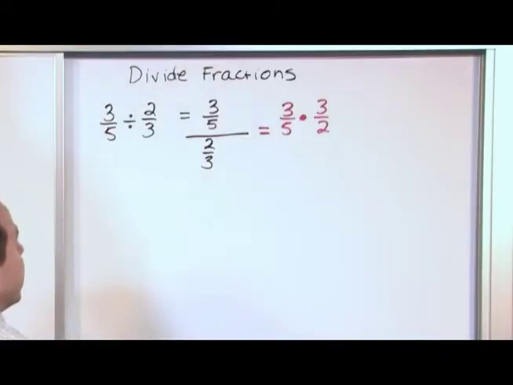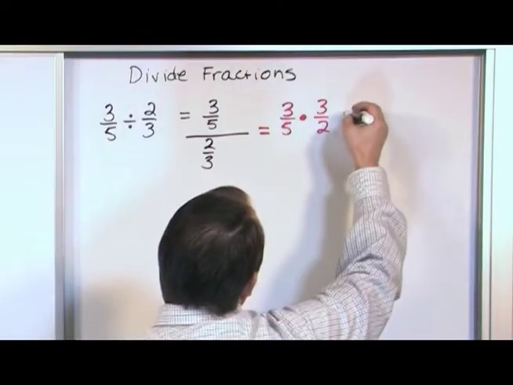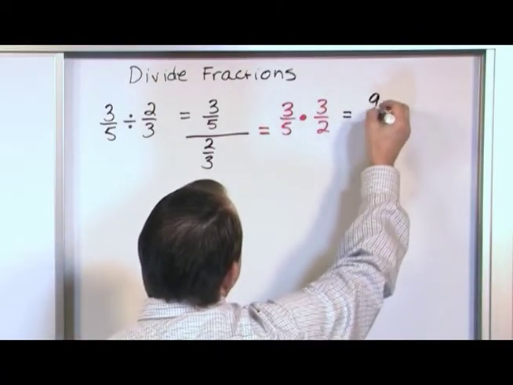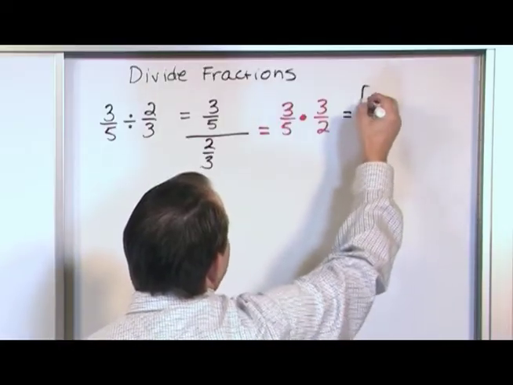So we look at this. We try to pre-simplify. I don't see anything I can divide by, so I'm just going to do the multiplication. 3 times 3 is 9. 5 times 2 is 10. I can't simplify this anymore, so I circle it.